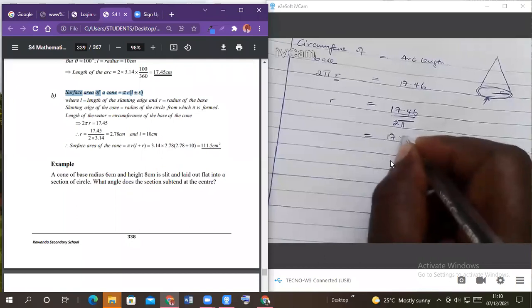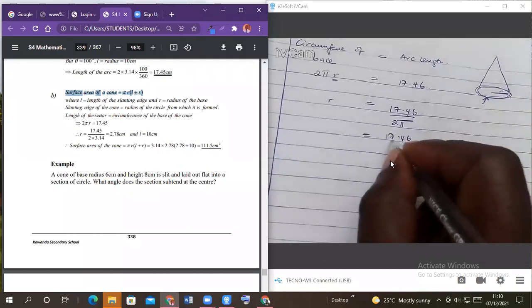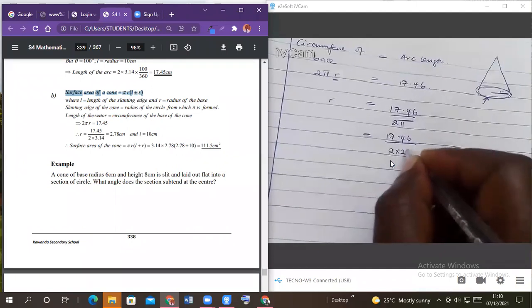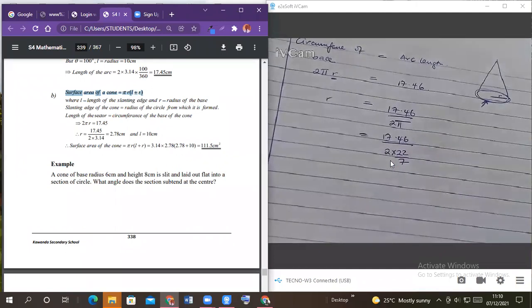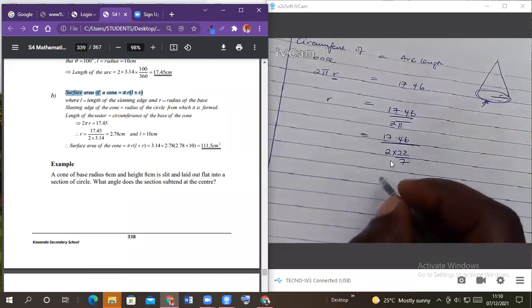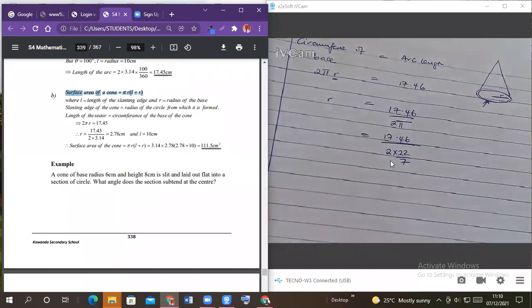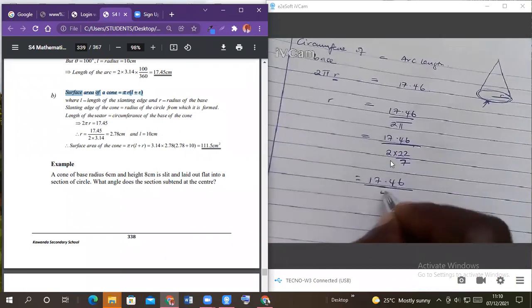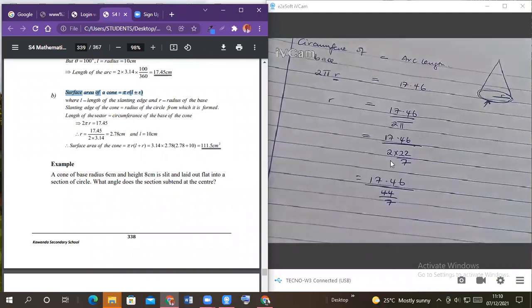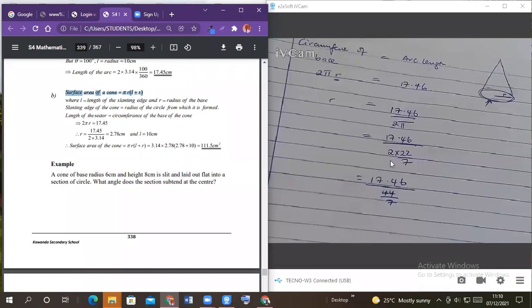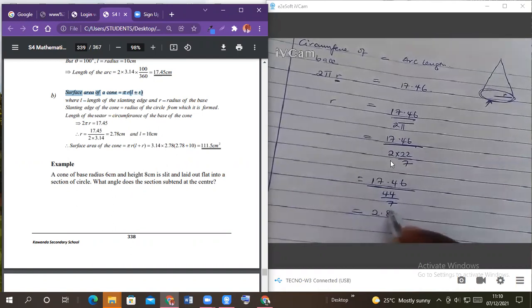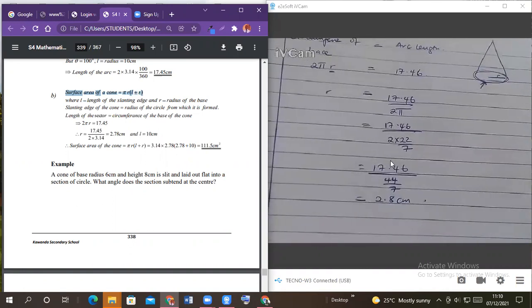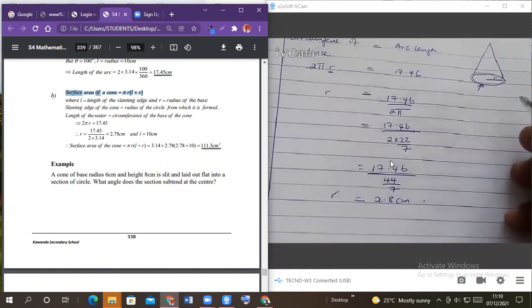So 17.46 divided by 2 times 22 out of 7. That's what it means. So what are we going to get? 17.46 times 7 out of 44. So we get 2.8 centimeters as our radius of the base.